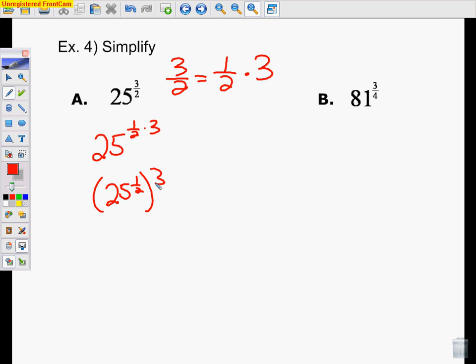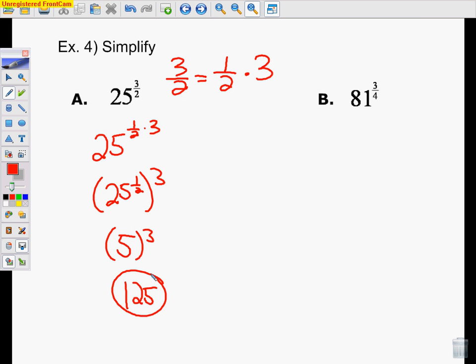Well, what's 25 to the 1/2? Well, that's 5. And then I drop down my 3. And what's 5 to the third? That's 125. And that would be my answer.